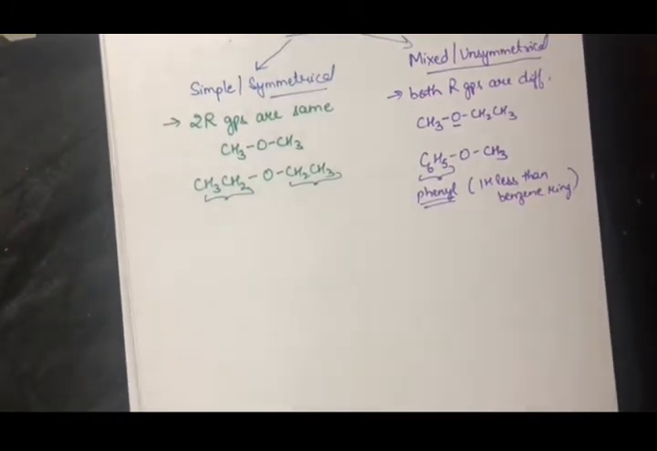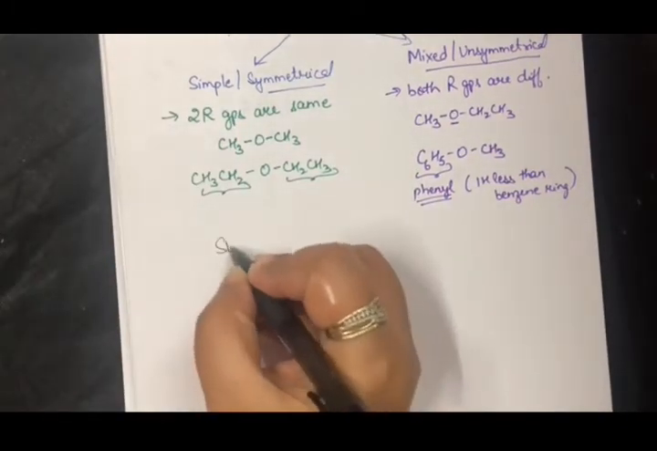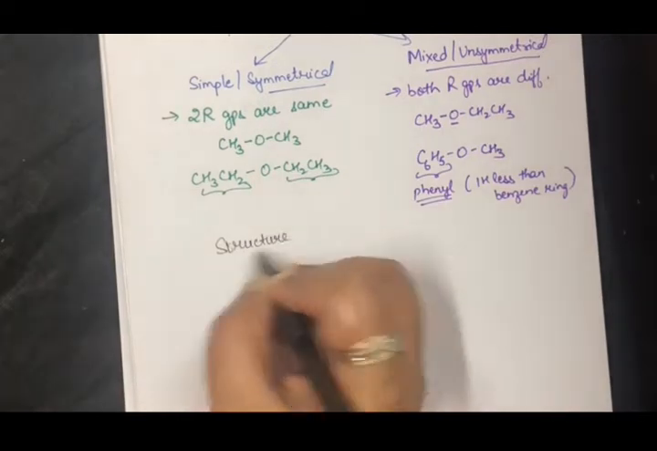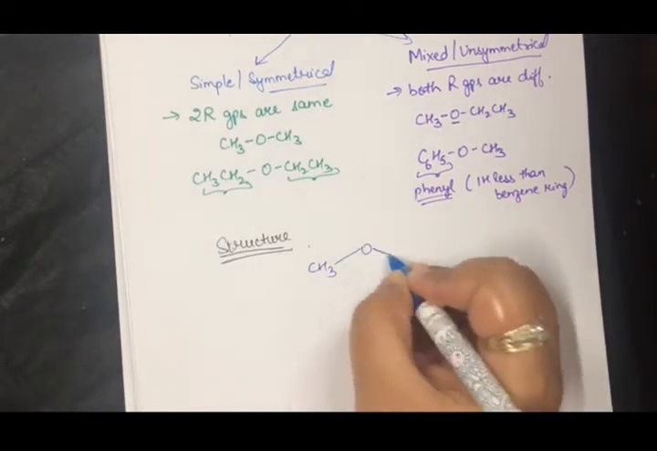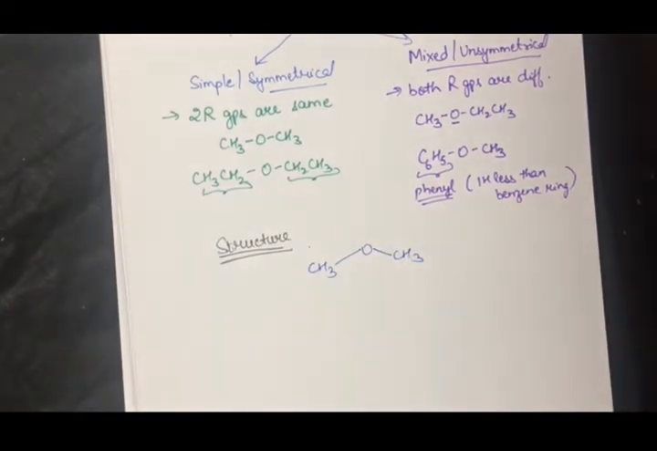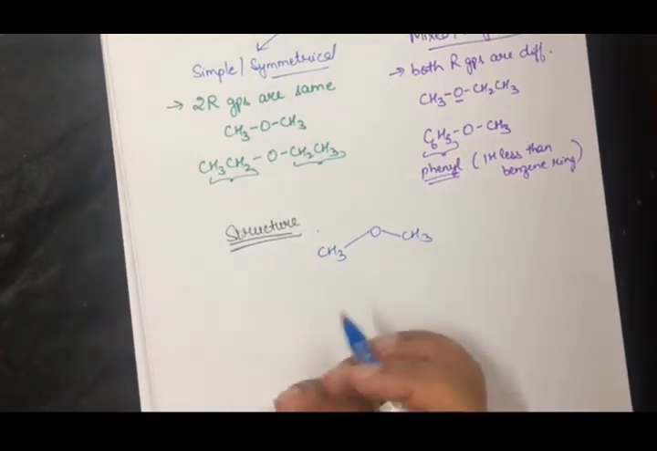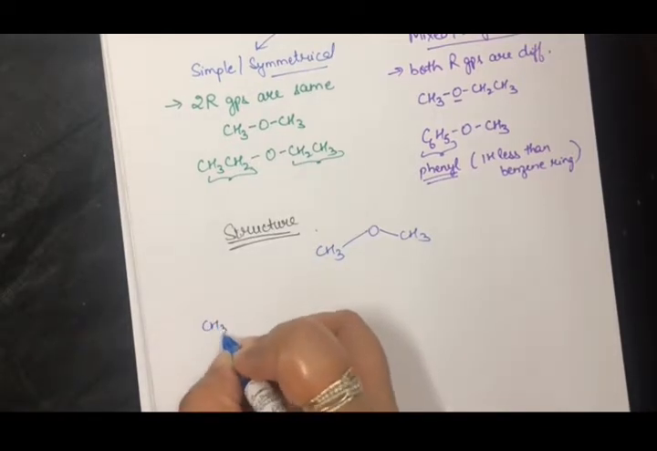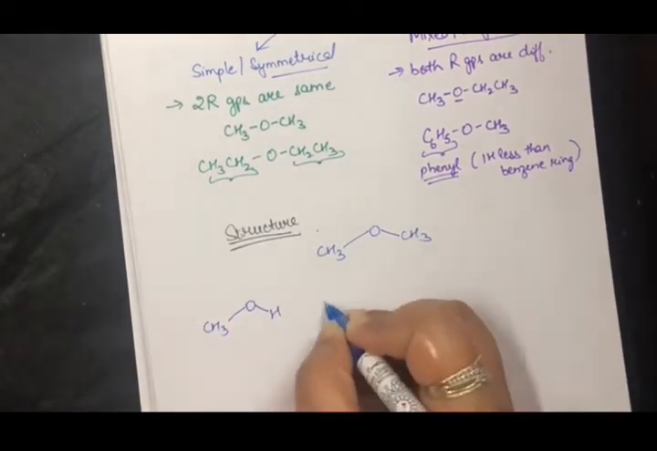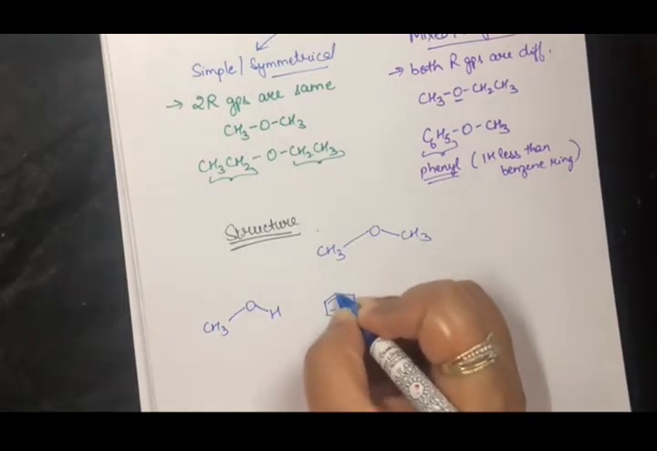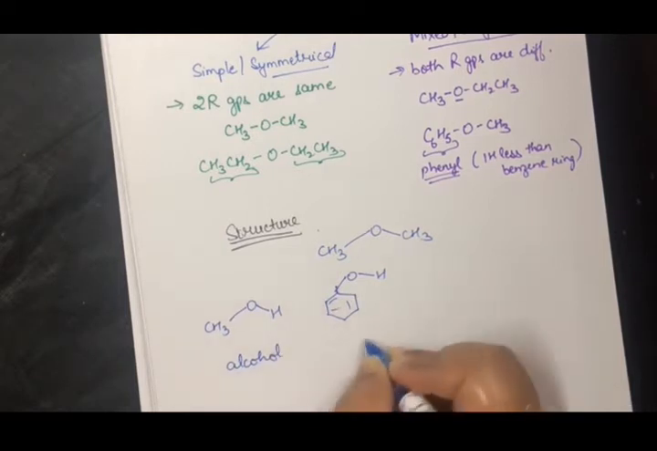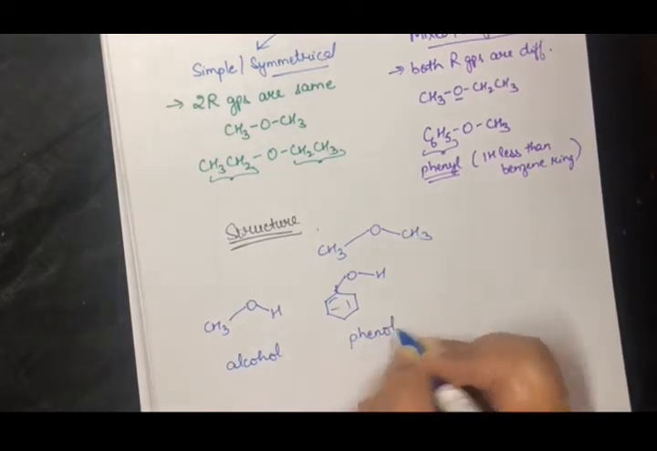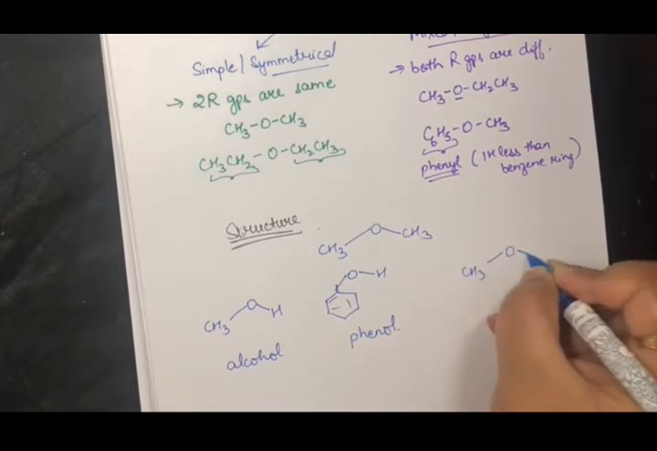Now let's talk about the structure of ethers. This is the basic structure of an ether. This is the simplest one, right? Now if I compare it with the other two, that was alcohols and phenols, the structures are like these. This is my alcohol, this is my phenol, and this is my ether.